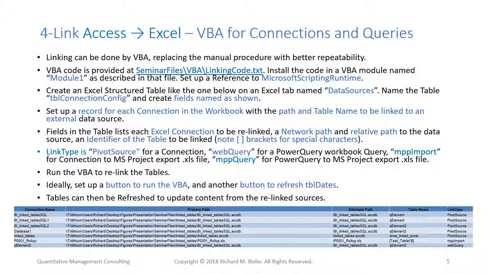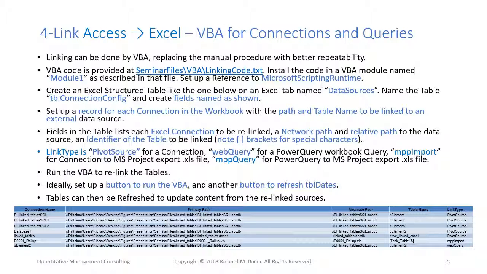This will relink connections with link type pivot source, web query, MPP import, or MPP query in table connection config, and will refresh all connections with refresh all enabled when the connection was created. This includes pivot source or web query, but excludes MPP import or MPP query. I would label this button as link to database file specs.